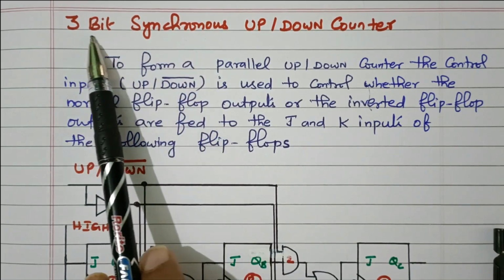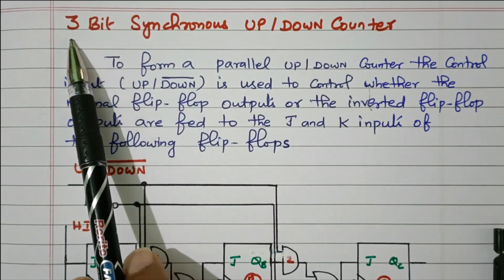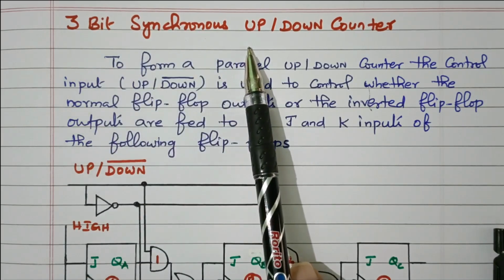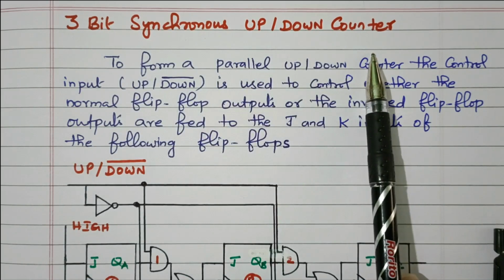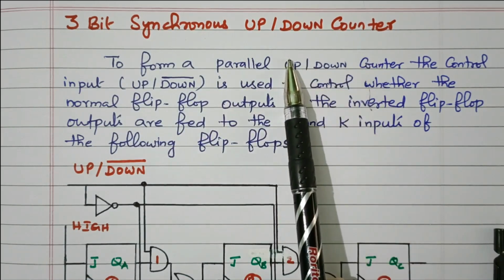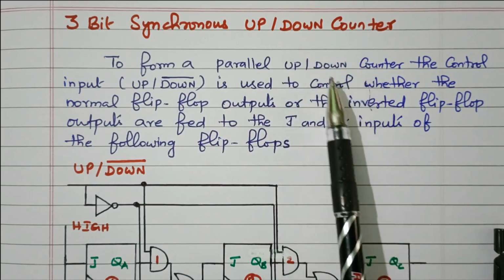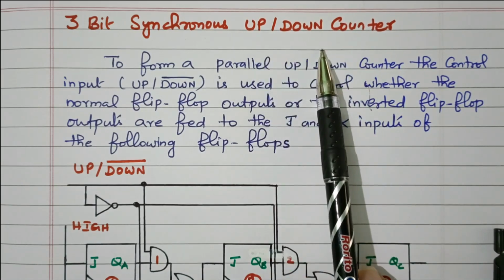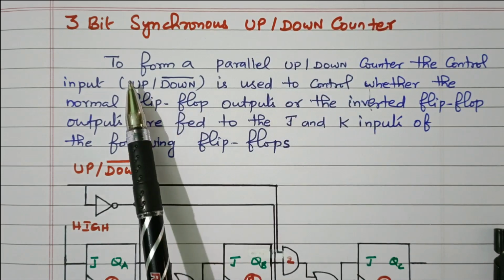Here we are going to discuss the 3-bit counter. With 3 bits, 2 to the power 3, 8 combinations will be available: 0, 0, 0 to 1, 1, 1 for up counting, and 1, 1, 1 to 0, 0, 0 for down counting. So both the up and down operations can be done in a single circuit. Now we'll see the details.